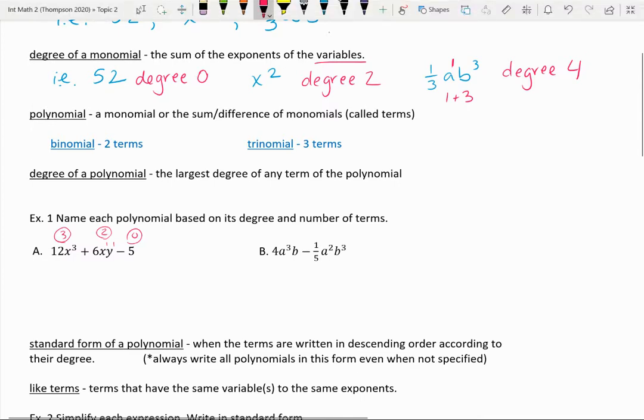So the entire polynomial is going to have the degree that's the same as the term with the largest degree. So I have degree 3, degree 2, degree 0. Which one's biggest? 3. So that means the entire polynomial is degree 3. It also says to name this based on the number of terms. So if I look at the number of terms, this is looking for monomial, binomial, trinomial, or polynomial. And we have 1, 2, 3 terms here, so we are going to call this a trinomial. Those are the 2 answers to problem A.